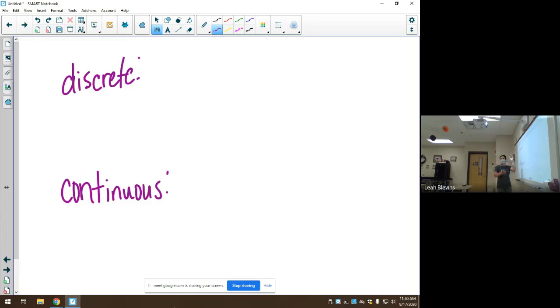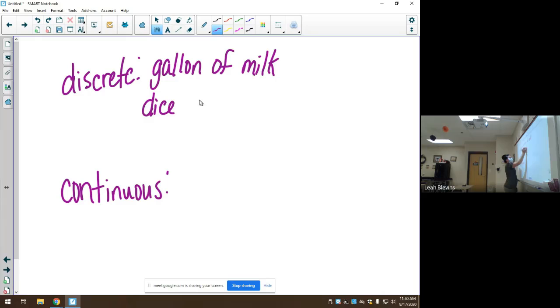So discrete is things that are going to be points, exact things. I can only buy gallons of milk as a whole gallon of milk. I can't buy part of a gallon of milk. So a gallon of milk is an example of discrete. Rolling a dice. If I roll a dice, I can't have 1.3. My dice isn't going to land on 1.3. What are going to be my possible outcomes? 1 through 6. Perfect. We can only get 1, 2, 3, 4, 5, or 6.